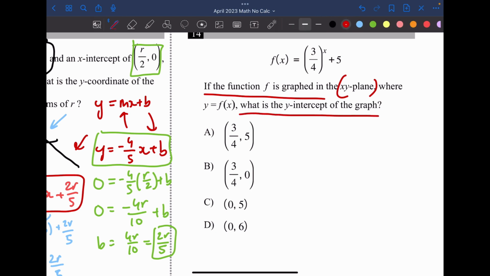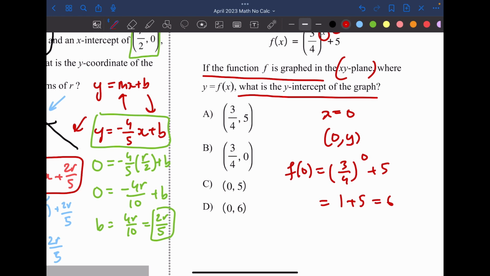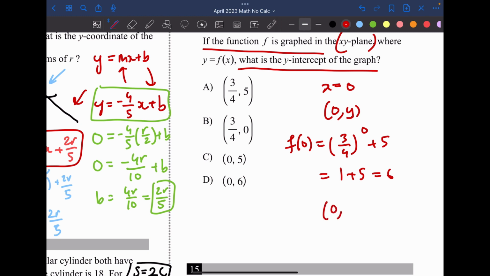So once again, the y-intercept happens when x is equal to 0. That means we're going to have 0, comma y as the point of interest. So let's plug in 0 into x. So f of 0 is going to be equal to 3 over 4 to the power of 0 plus 5. Anything to the power of 0 is equal to 1. So this is equal to 1 plus 5, which is equal to 6. That means our point is going to be 0, comma 6. So yeah, pretty simple. That's D.